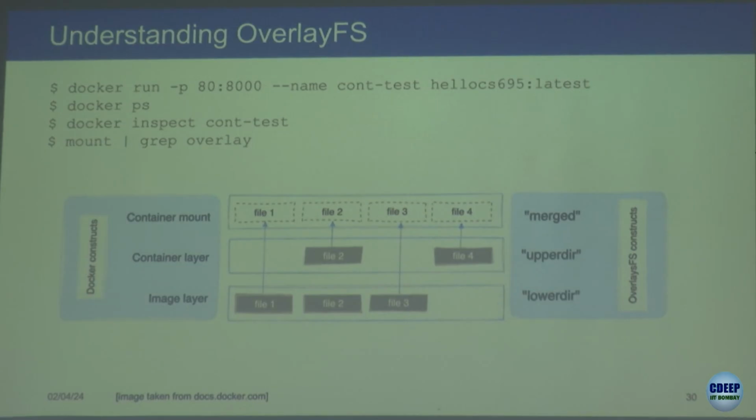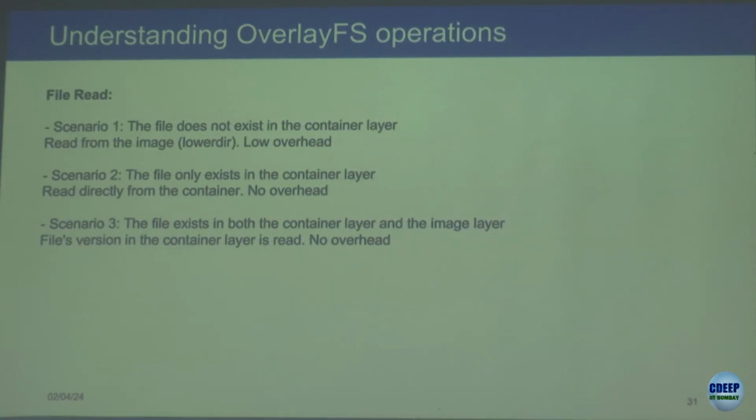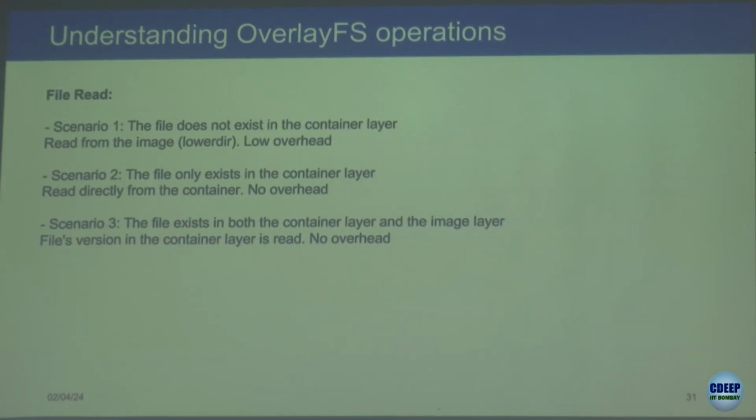So does this upper, like the first layer, does it make a new copy or does it just... I'm coming here. So now let's try to understand how operations are being done here. Okay, so you want to read a file. Okay, so there can be three scenarios here. So the first scenario is it is not present in the container layer. It is present in the lower directories.